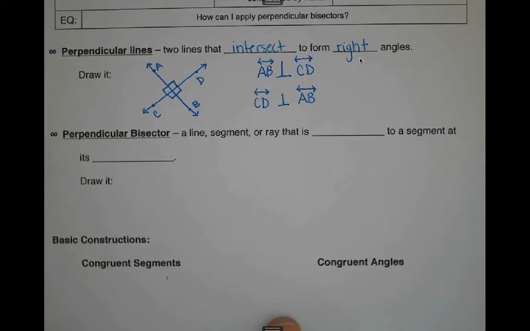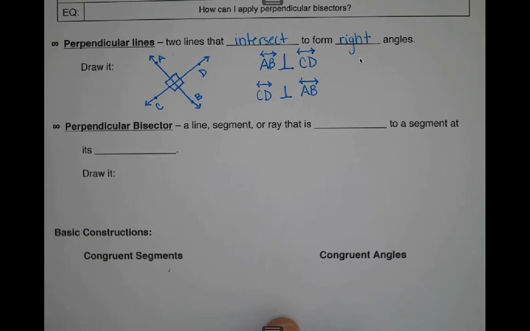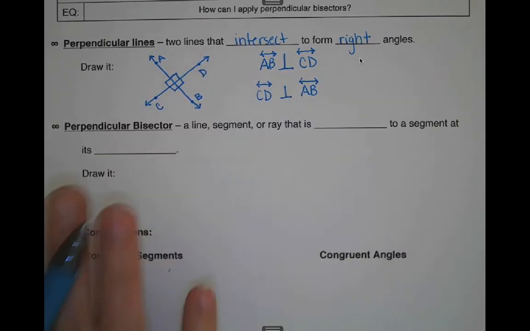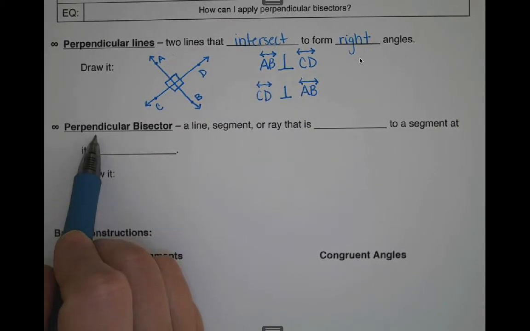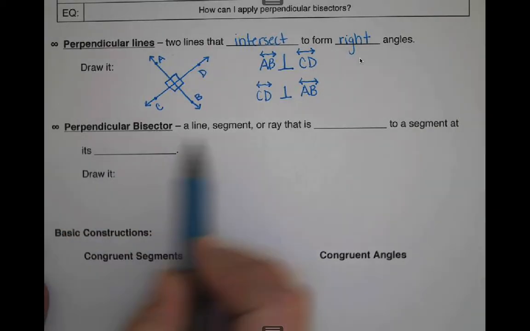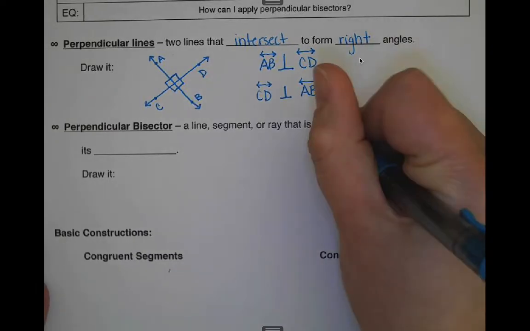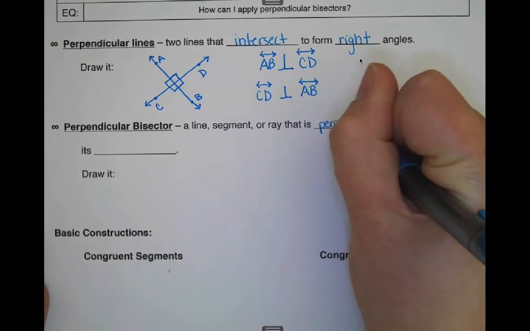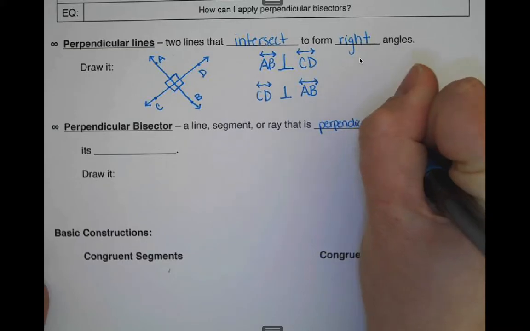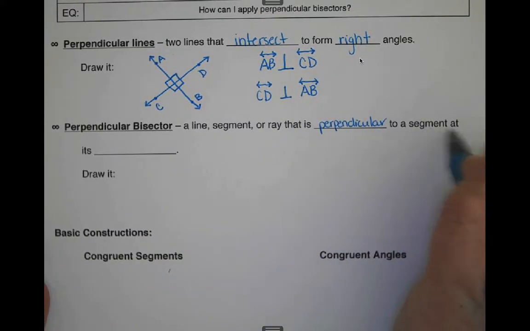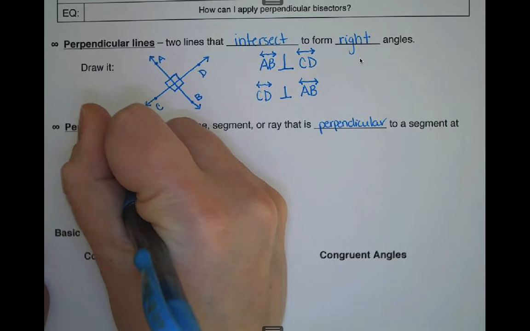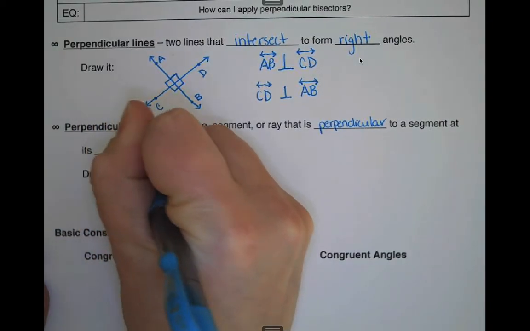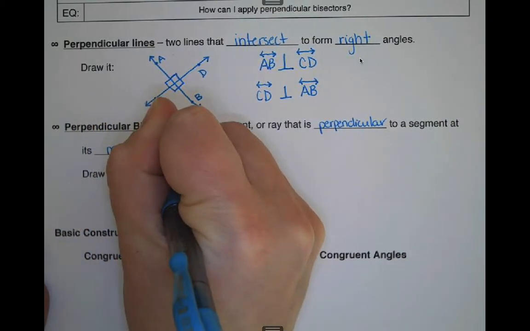All right, let's define perpendicular bisector. We already know segment bisector, so the bisector part tells us we're going to have two congruent parts. The perpendicular part describes that we're going to have a 90-degree angle. So a perpendicular bisector is a line, segment, or ray that is perpendicular to a segment at its midpoint. Perpendicular to a segment at its midpoint.